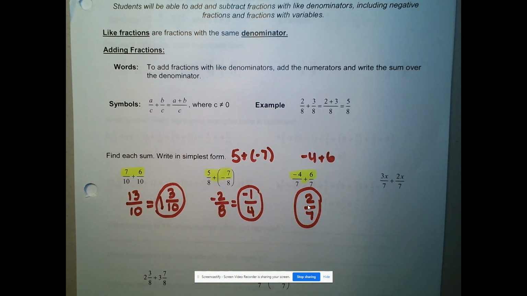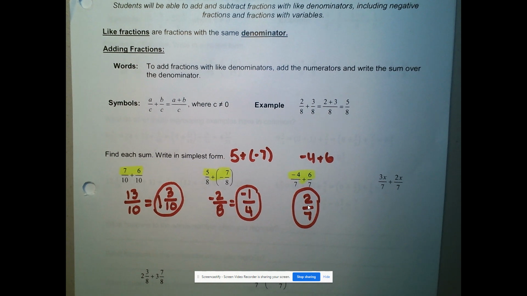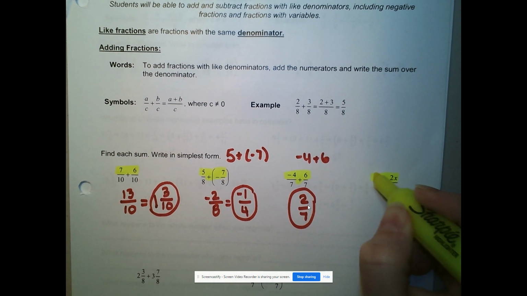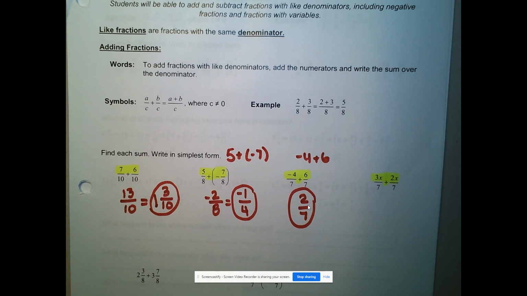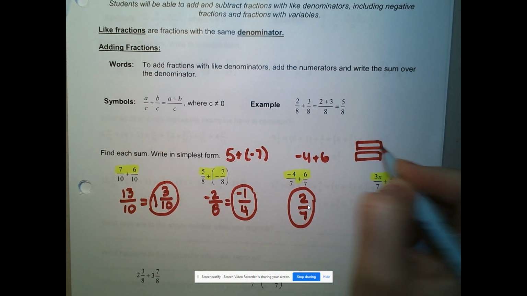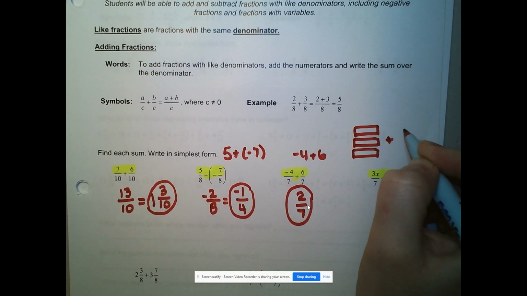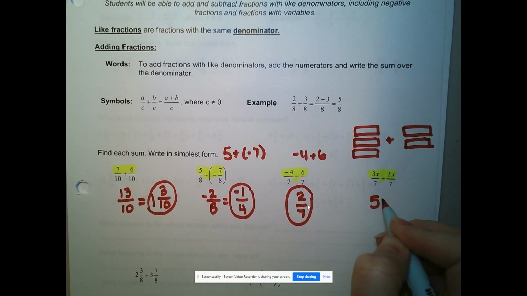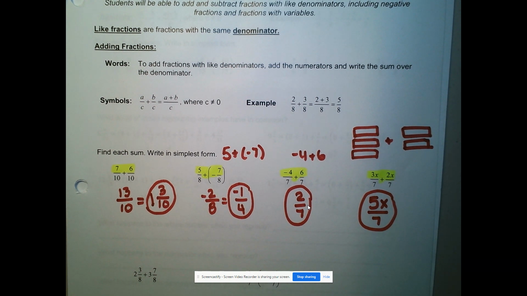Now, the next one has variables. 3x sevenths plus 2x sevenths. Whatever 3x and 2x are worth, I can combine them by adding them together and say that whatever these things are that we have, they are a size seventh. Another way to look at this is to say we have 3x tiles plus 2x tiles. Altogether we have 5x tiles, and they're worth a seventh each, 5x sevenths.